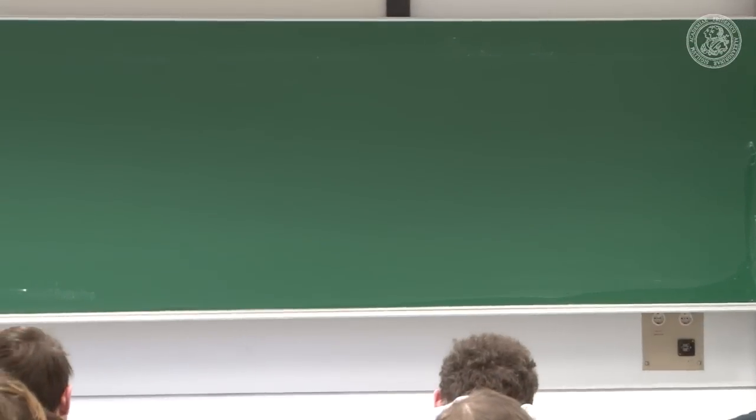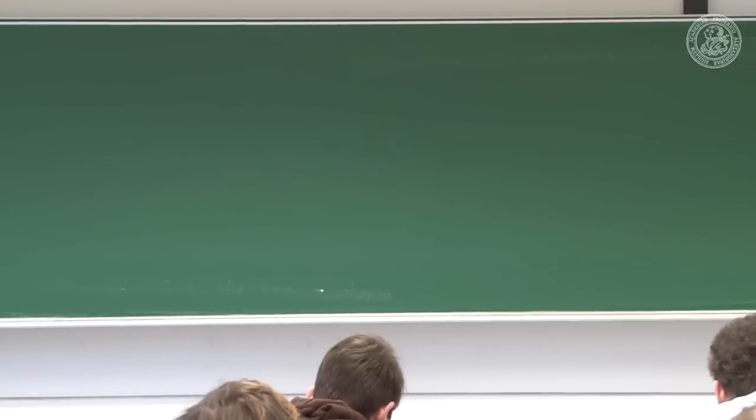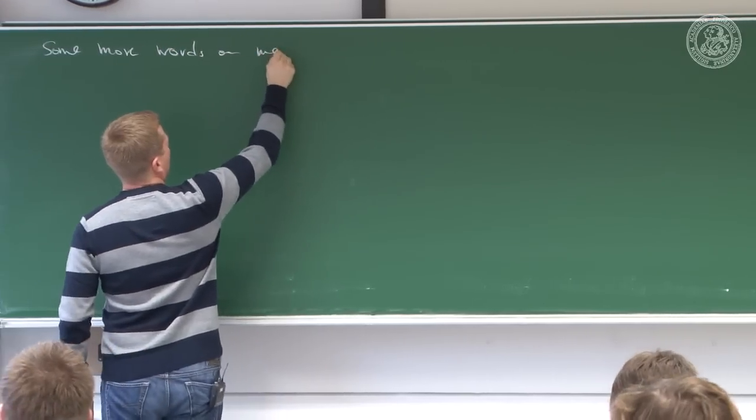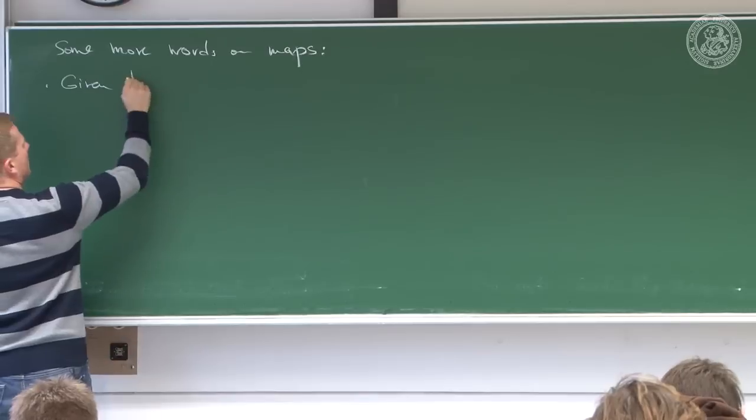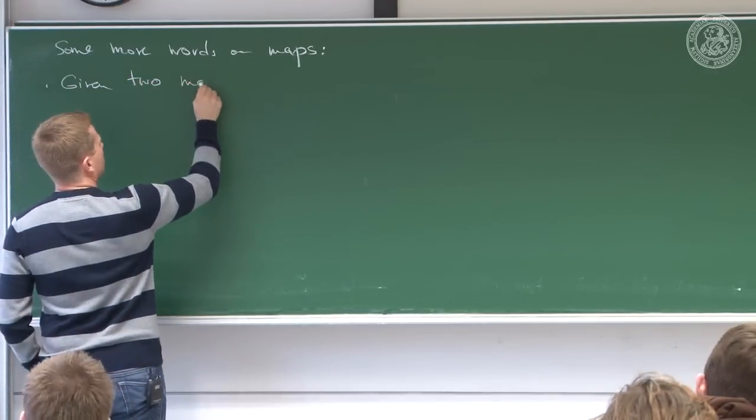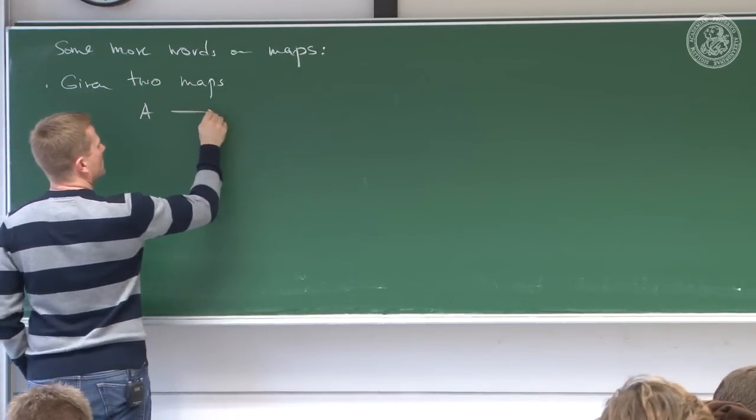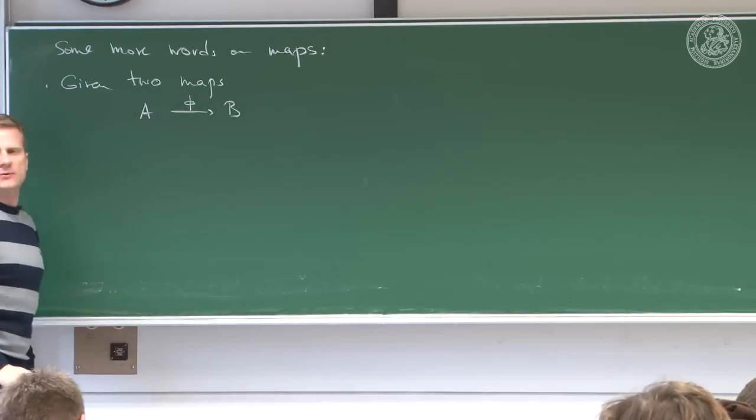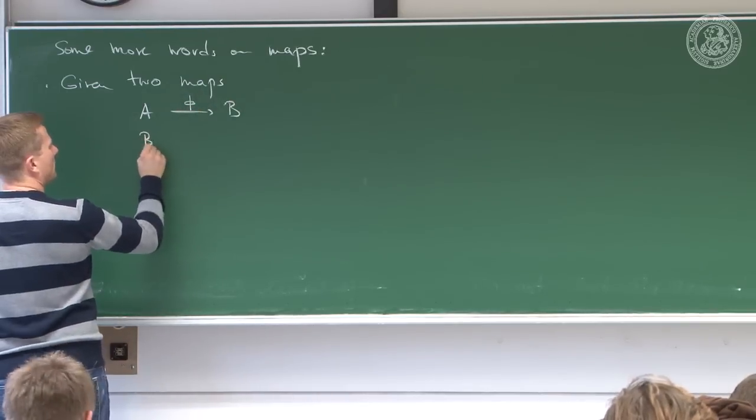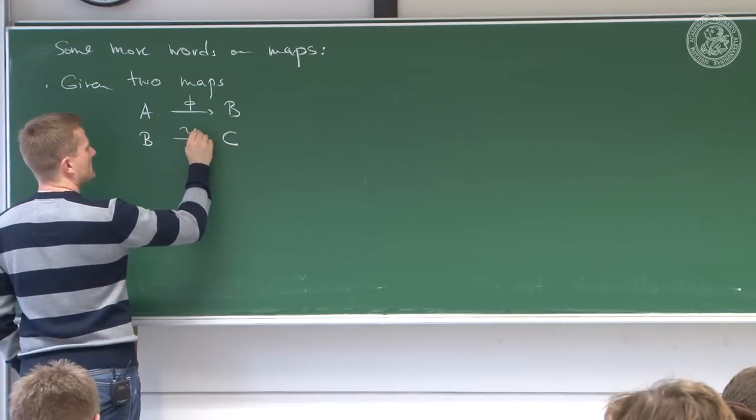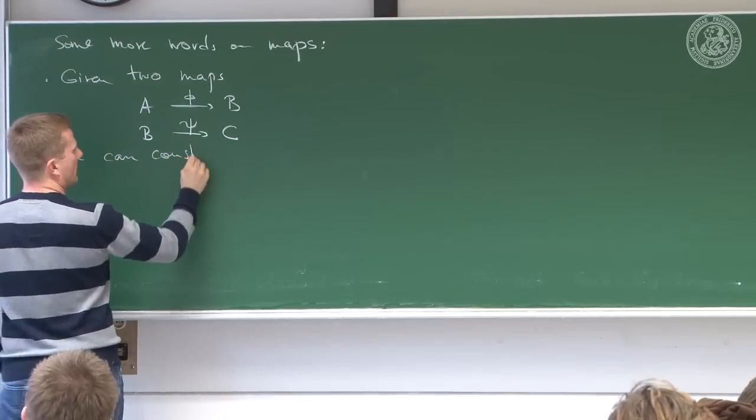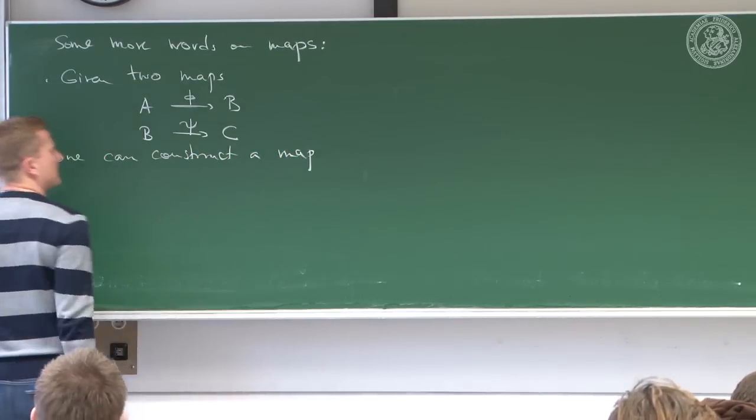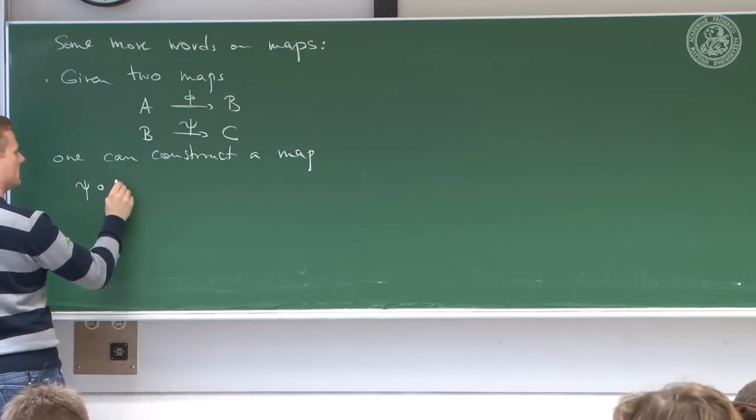So, some more words on maps. Well, given two maps, so the first thing is that given two maps, we can build a new map. You see, it's always the same. Given two maps from A to B, and sometimes it's convenient to denote the map on top of the arrow, from A to B, and another map from B to C. Let's call this other map psi. Given two maps, one can construct a third map.